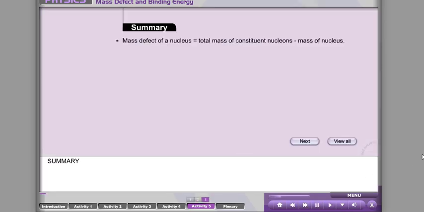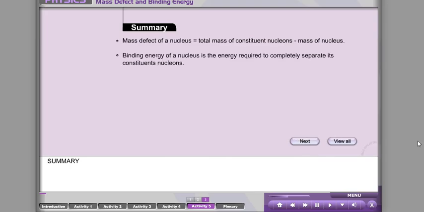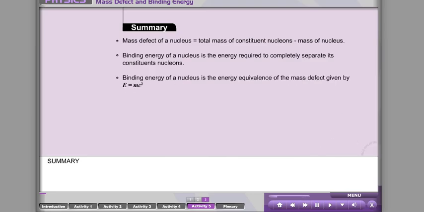Summary. Mass defect of a nucleus equals total mass of constituent nucleons minus mass of nucleus. Binding energy of a nucleus is the energy required to completely separate its constituent nucleons. Binding energy of a nucleus is the energy equivalence of the mass defect given by E equals mc squared.